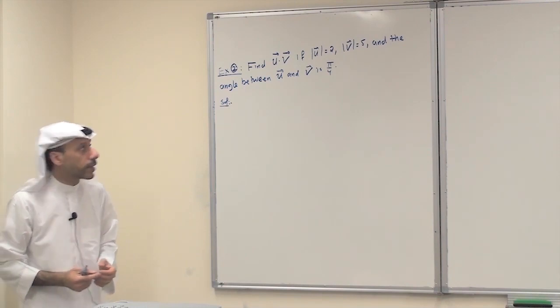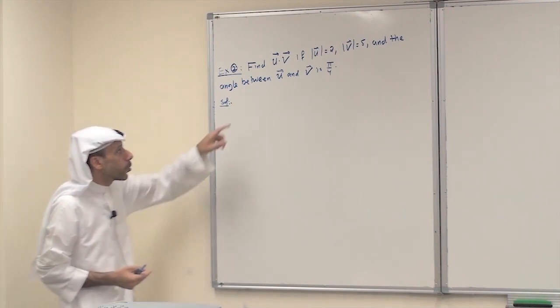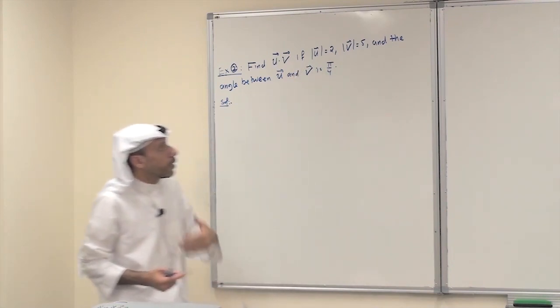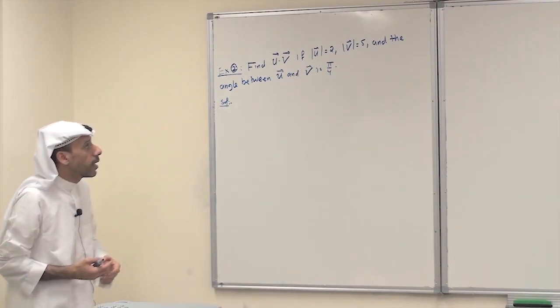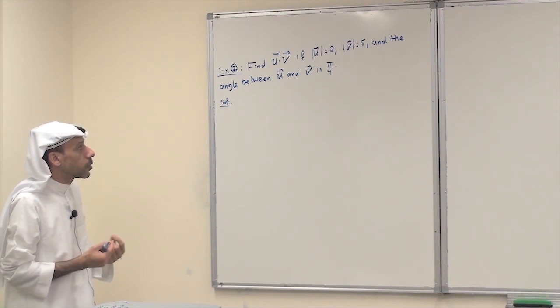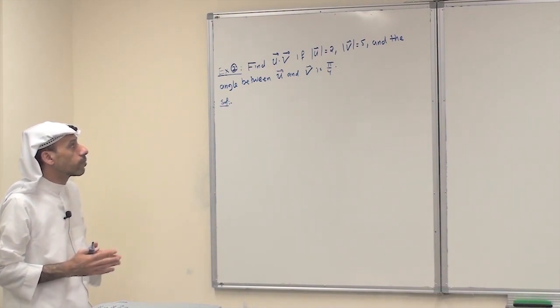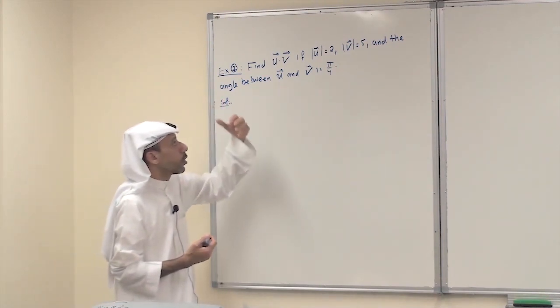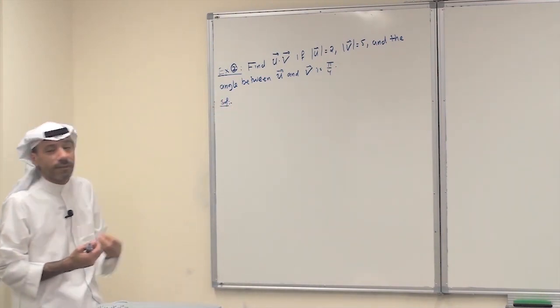We consider the second example. Find the dot product of the two vectors u and v if the magnitude of u is 2, the magnitude of v is 5, and the angle between the two vectors u and v is pi over 4. Here, how to know the dot product if you know the magnitudes and the angle.